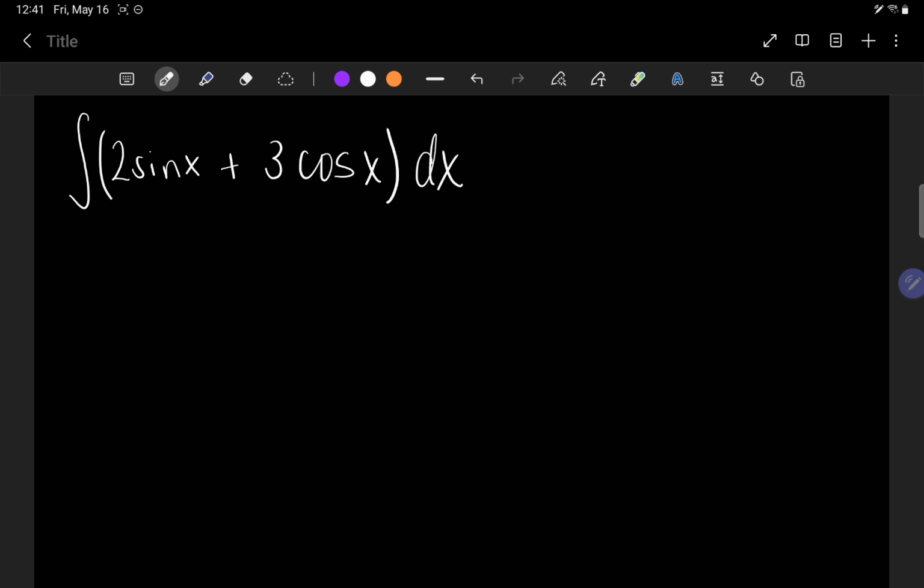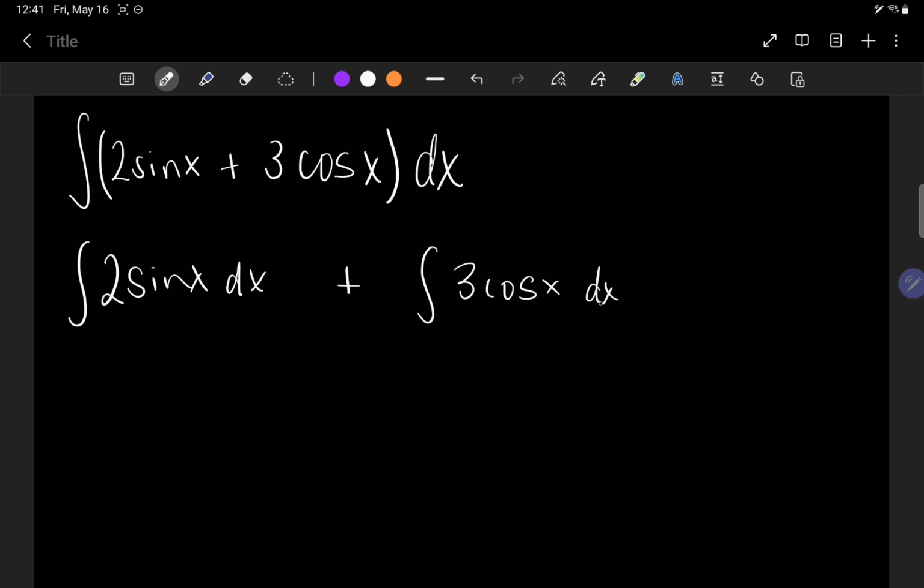Yeah. Okay. Really what we should do is we have two different functions here with the plus. We should separate it into two different integrals. So I could separate it like this, adding the other one. Right. And then I can just integrate both of those with basic trig integration. As you should.